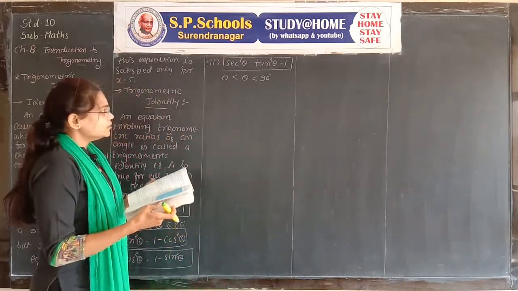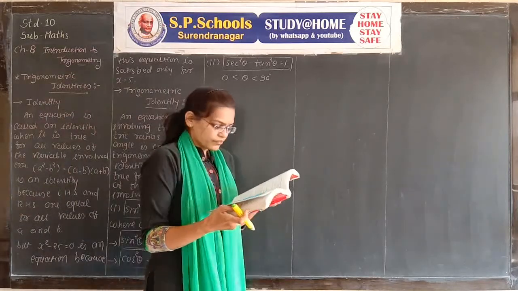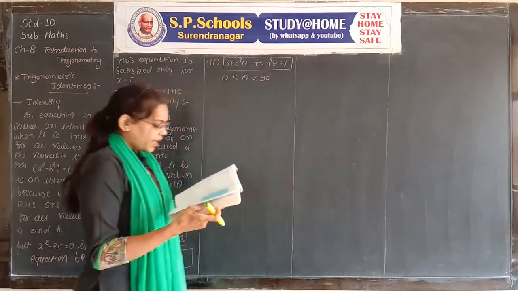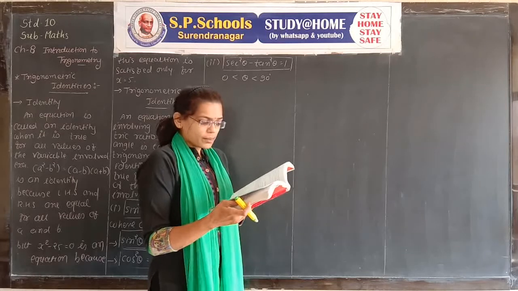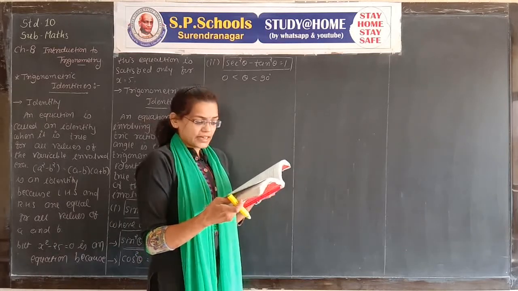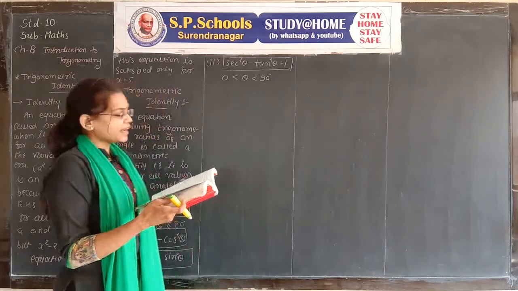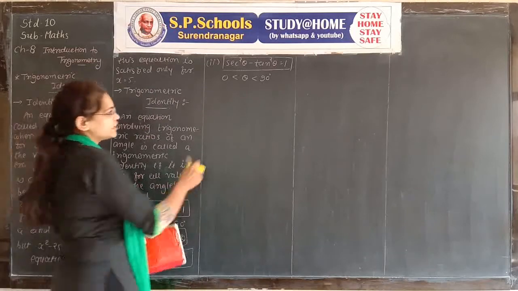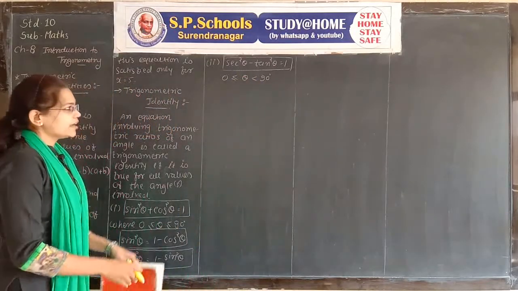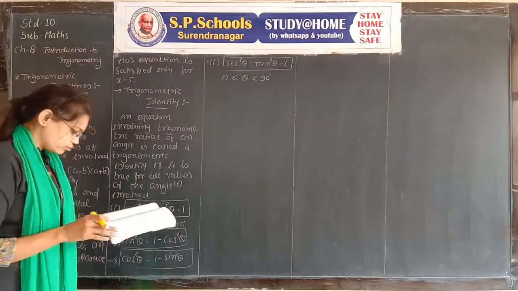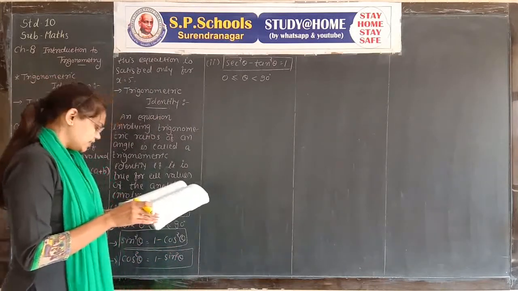From the table, the value of sec 0 is 1 and the value of tan 0 is also 0. But at that time tan 90 is not defined and sec 90 is not defined. That's why we exclude 90 but include 0: 0 less than or equal to theta less than 90 degrees.